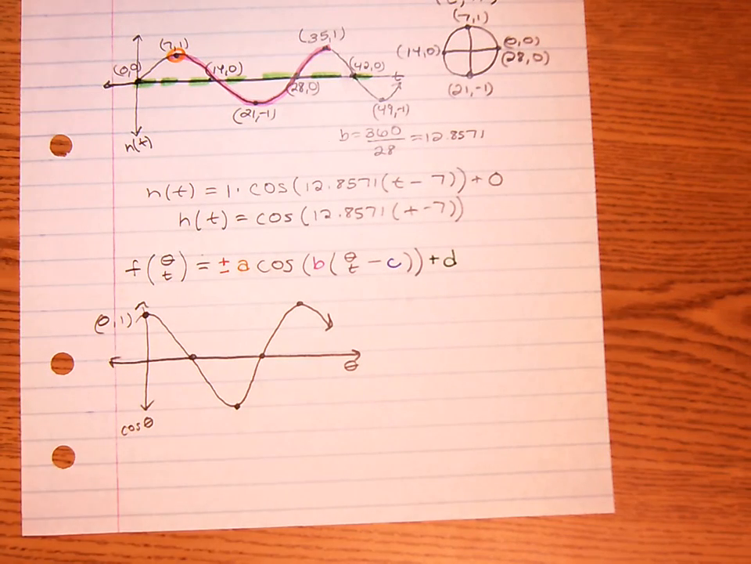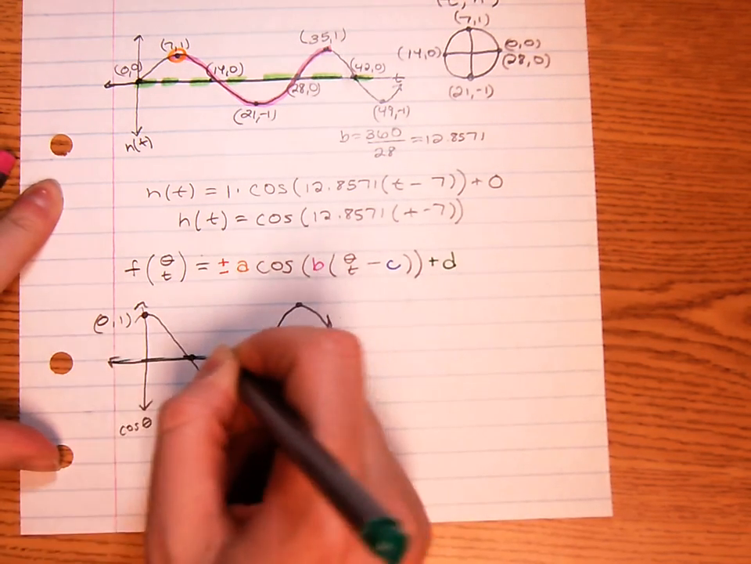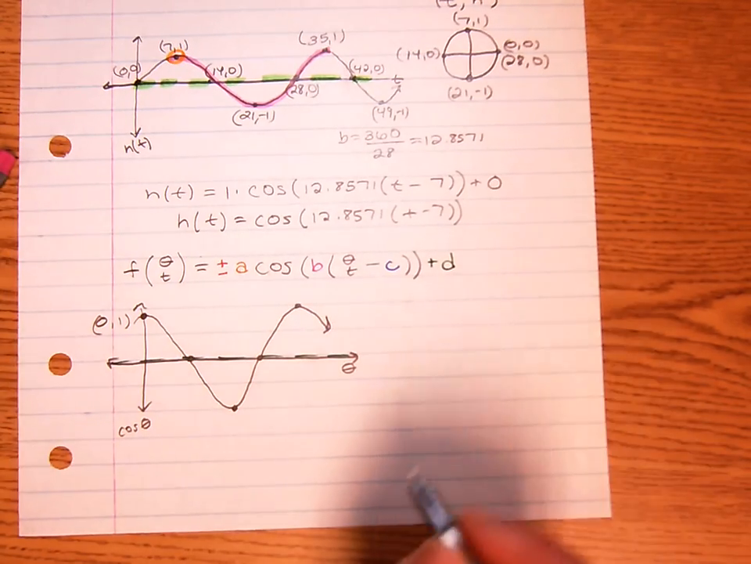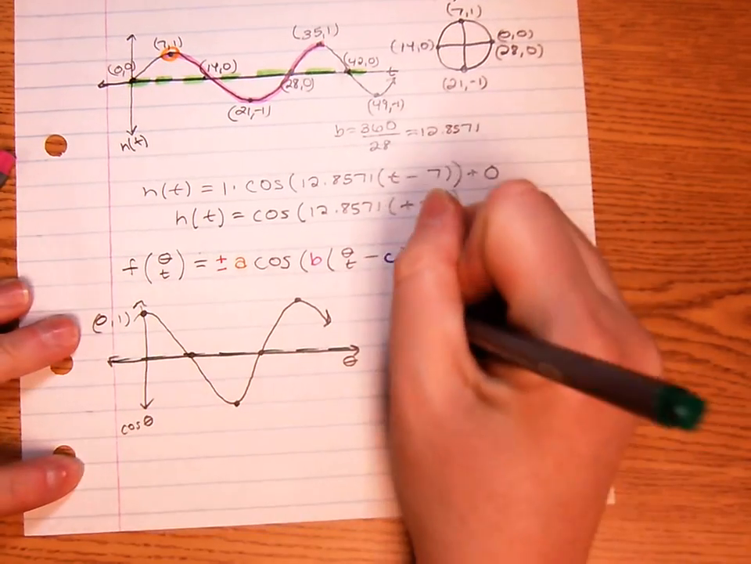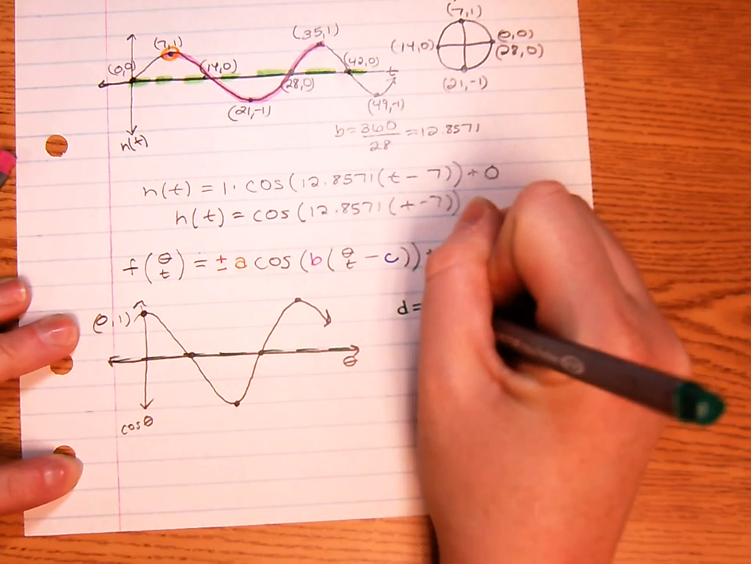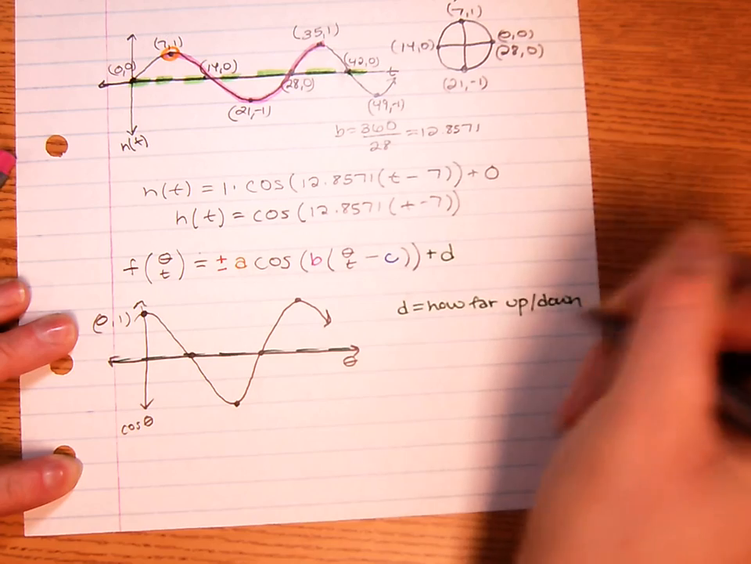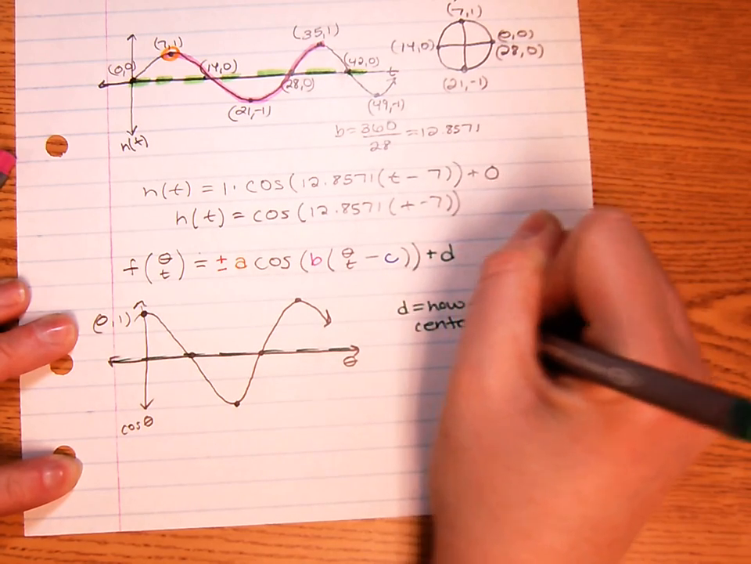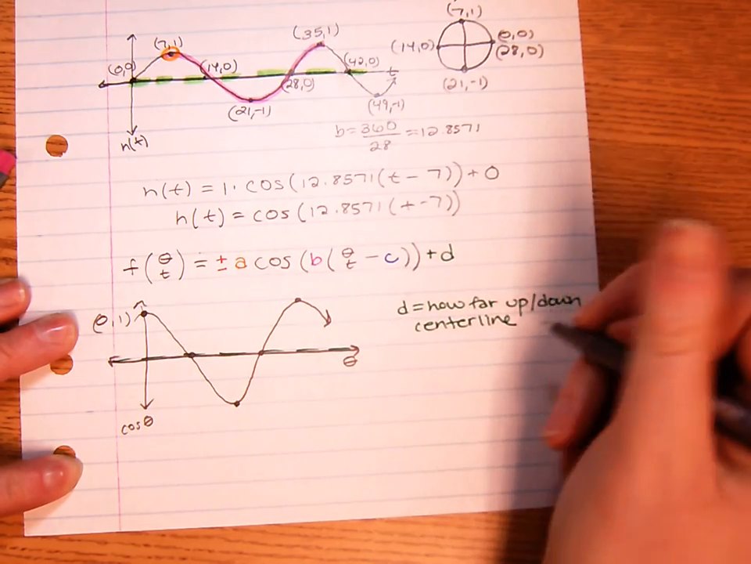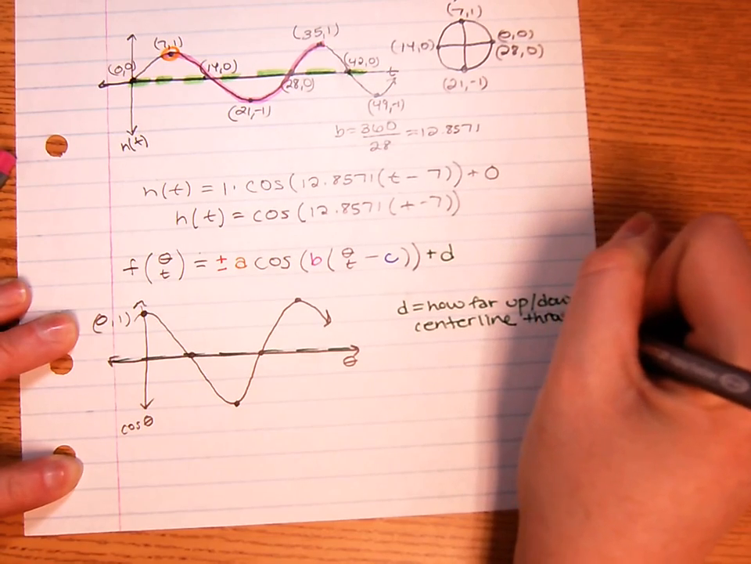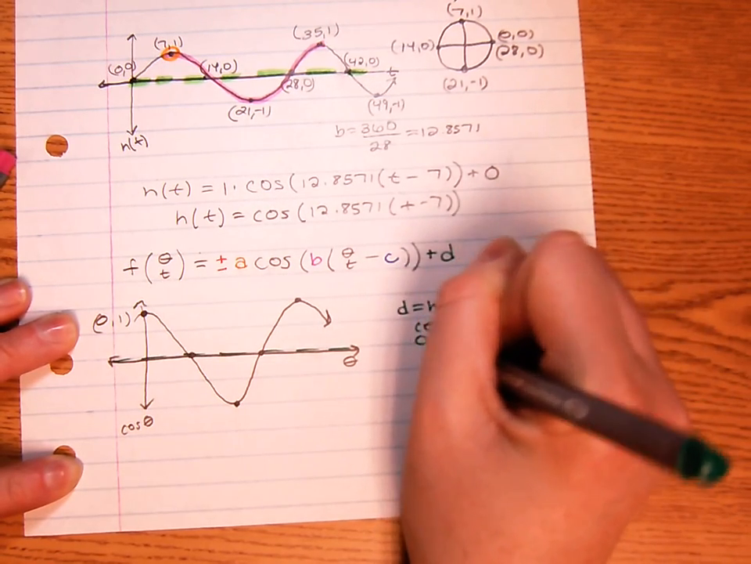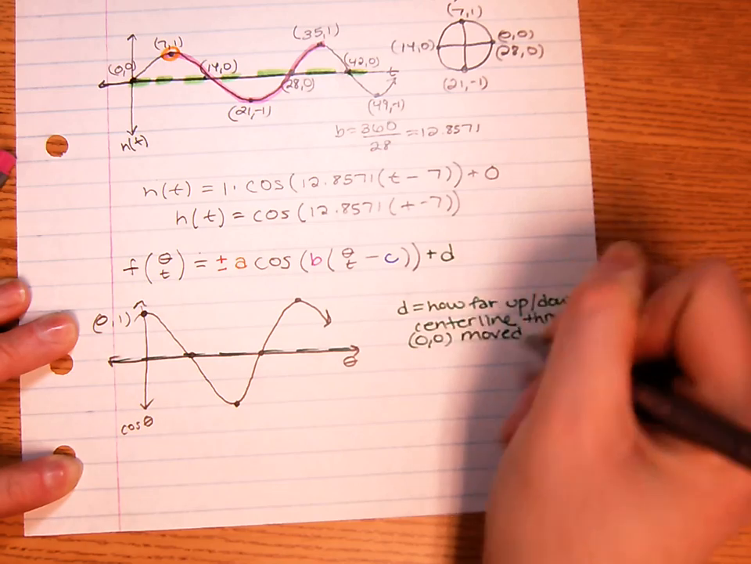Okay, so let's highlight that on the graph, and then give ourselves some notes on what each piece represents. Let's start with the d value, which is our center line. Remember that's just what cuts the graph in half. So our d value is just going to be equal to how far up or down the center line, through 0, 0, moved from the x-axis.